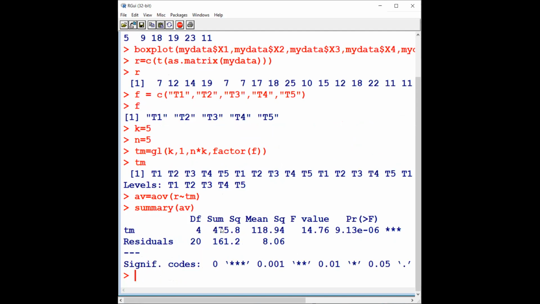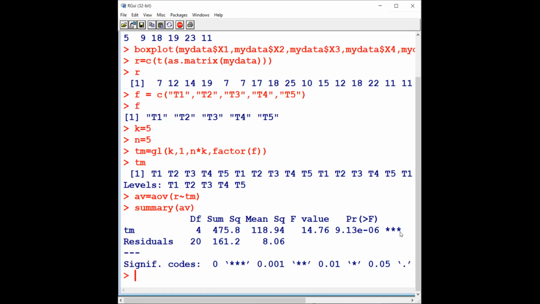You can see here the treatment SSR is 475.8. That's the value that we received. And SSC 161.2. We exactly received these 2 values. Here they are not giving the total, but you can just take the total of these 2 and calculate SSTO. And here you have the F value, and they have given the P value as well. You can see the P value is very small, and this is significant.